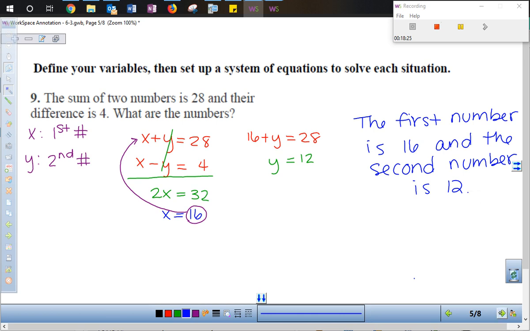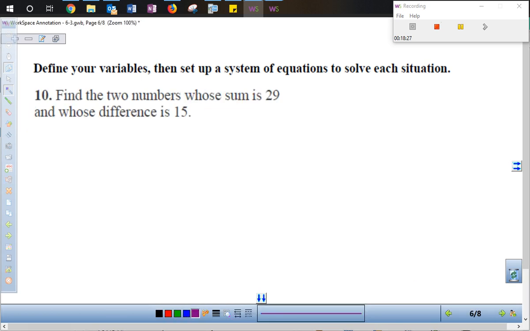Okay, let's try it again on number 10. Find two numbers whose sum is 29 and whose difference is 15. Well, again, I don't know what those numbers are, so I have to call them variables. I'm going to let x represent the first number that I don't know, and y is going to represent the second number that I don't know.